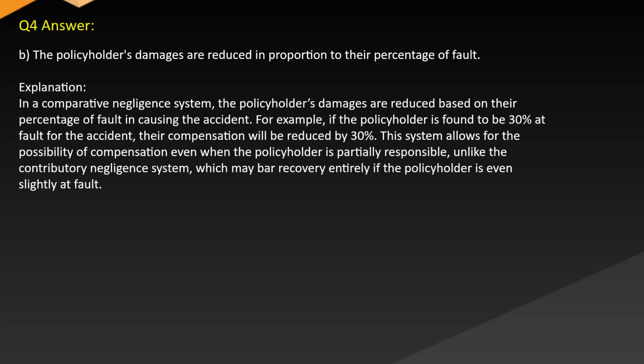Answer: B. The policyholder's damages are reduced in proportion to their percentage of fault. Explanation: in a comparative negligence system, the policyholder's damages are reduced based on their percentage of fault in causing the accident. For example, if the policyholder is found to be 30% at fault for the accident, their compensation will be reduced by 30%. This system allows for the possibility of compensation even when the policyholder is partially responsible, unlike the contributory negligence system, which may bar recovery entirely if the policyholder is even slightly at fault.